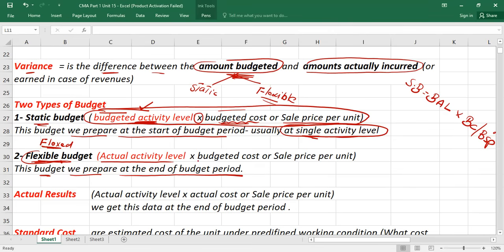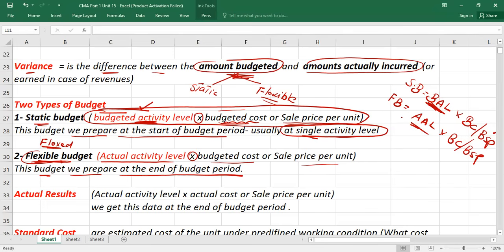So we'll take actual activity level, but we will multiply with what? With the budgeted cost or budgeted sales price per unit. So in a flexible budget, what's the difference? We will use actual activity level multiplied by budgeted cost or budgeted selling price. It means the activity level is the difference. Under static budget, we use budgeted activity level, but under flexible budget, we will use actual activity level.